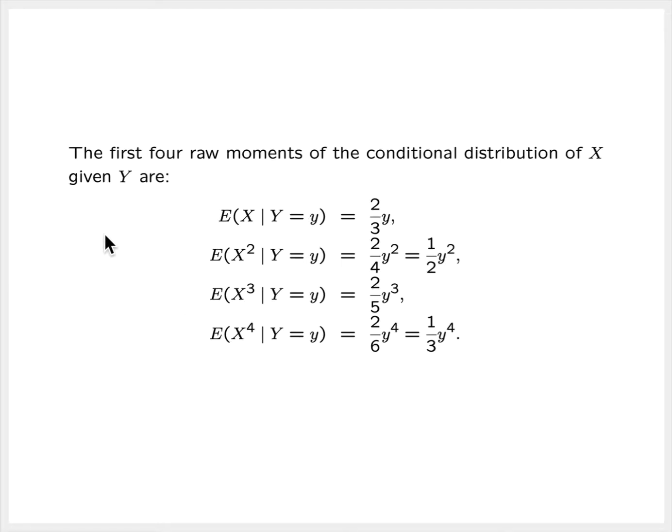And so with this, we have the first 4 raw moments for the conditional distribution of x given y. The conditional expectation of x given y, first raw moment, is equal to 2/3 times y. The second conditional raw moment, the expected value of x squared given y, is 1/2 y squared. The conditional expectation of x cubed, given y, is equal to 2/5 times y cubed, and the expected value of x to the 4th, given y, is 1/3 y to the 4th power.